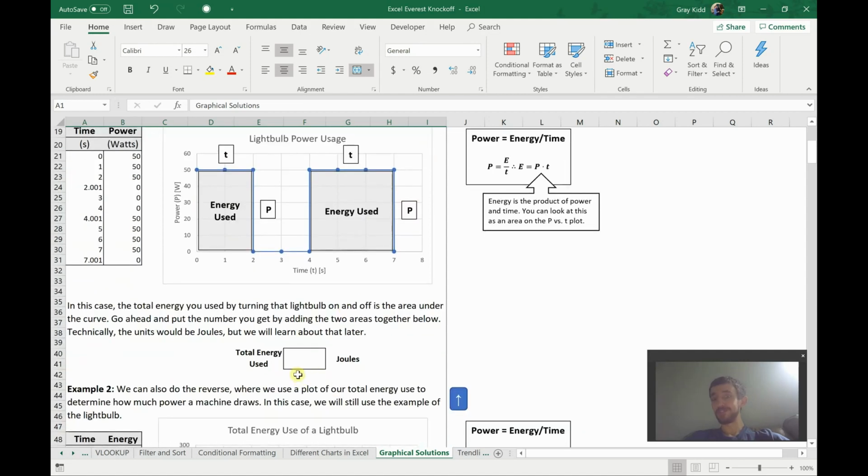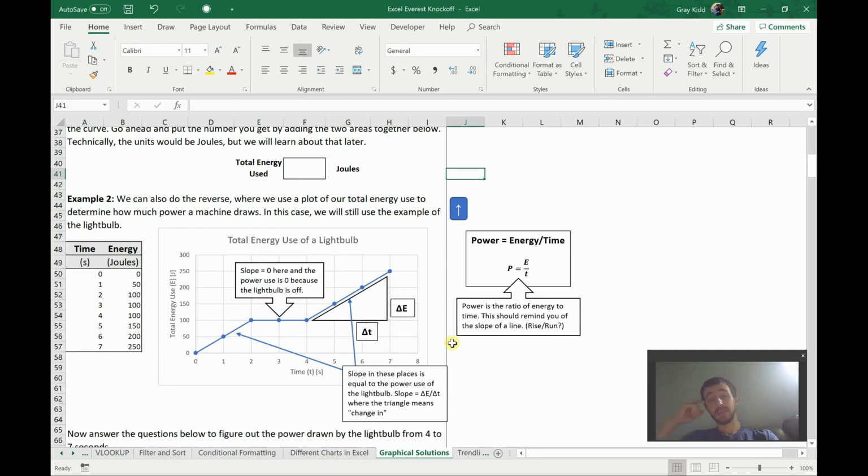So try that here, type it in, see what you get. Actually, I'll do this one with you. So 50 times 2, that's 100. And then 50 times 3, that's 150. So 100 plus 150, 250. And good, we did it. Woo! So you solved that. You figured out how much energy you're using based on this plot. It made it a lot simpler.